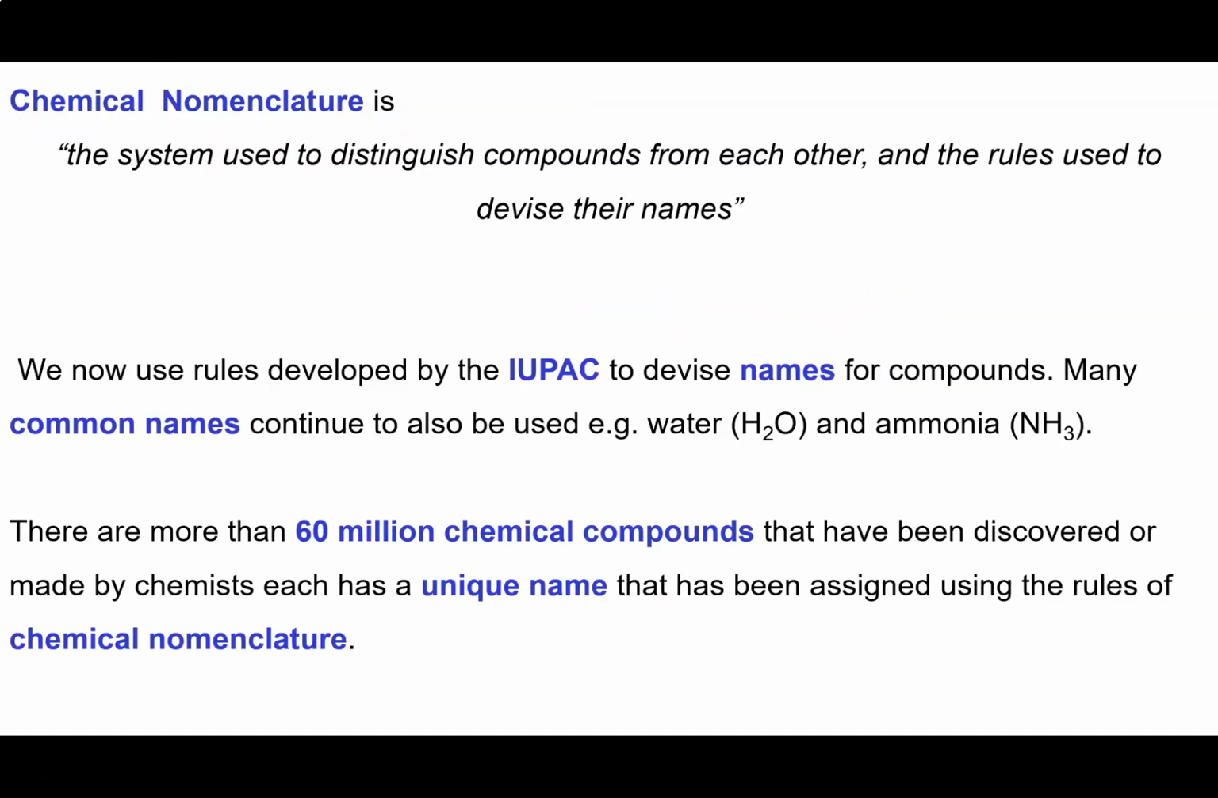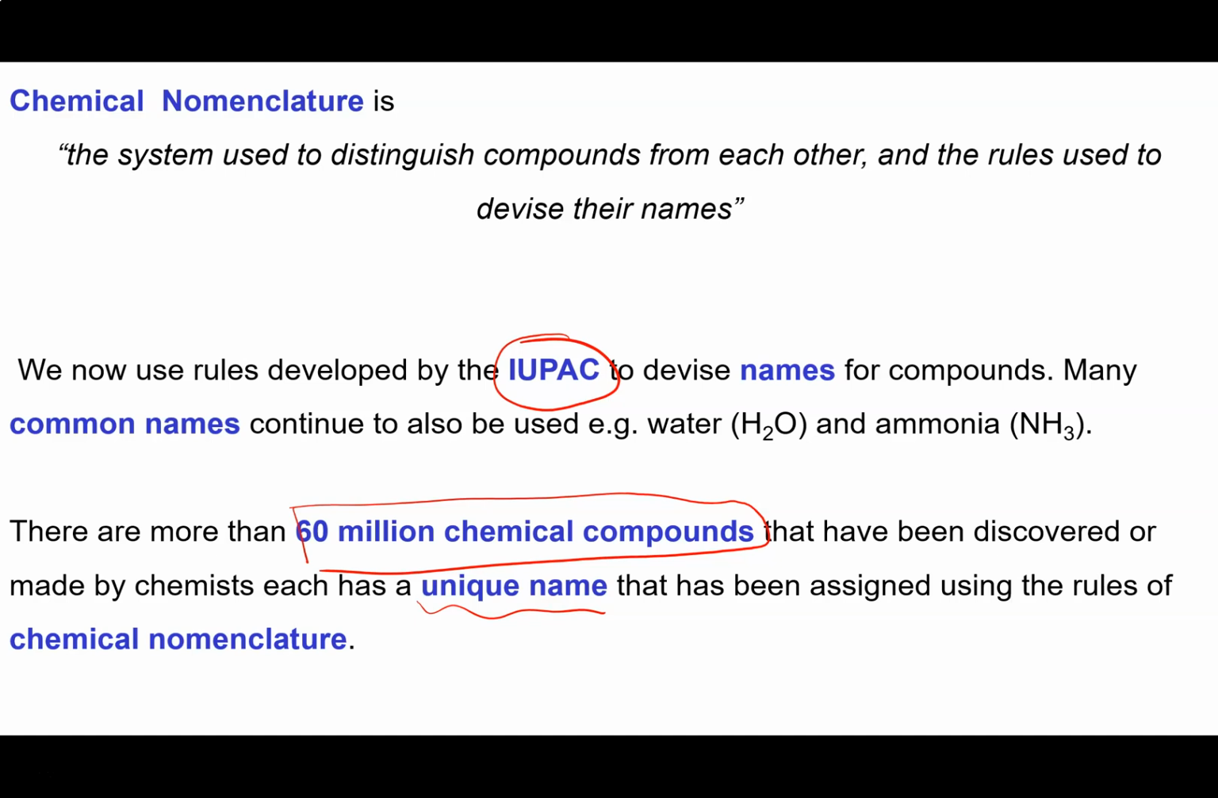So, chemical nomenclature is simply the system that we use to distinguish compounds from each other and the rules used to devise their names. So, every compound has its own unique name that distinguishes it from every other compound that we've ever discovered or invented. So, as I mentioned, these rules are developed by the International Union of Pure and Applied Chemists. And, it's important to have a naming system because we have around about 60 million chemical compounds that chemists have either identified or created. And every one of them needs to be able to be distinguished from the other, so each needs a unique name.